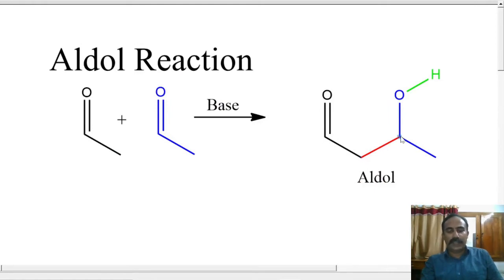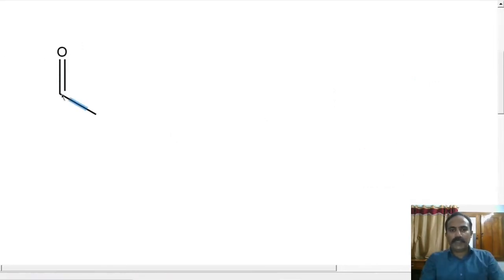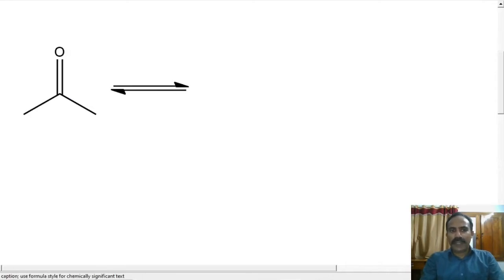So this aldol reaction is an important reaction. So let's see the mechanism. For the mechanism, let's start with the ketone. This ketone is reacting with the base. Let it be an OH minus. So OH minus is a base, and a base will pick up a proton.